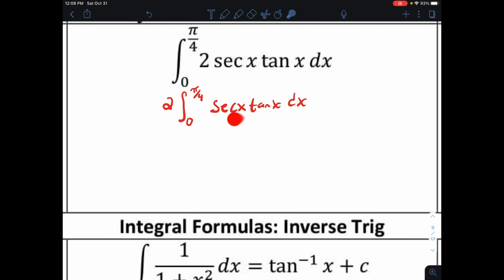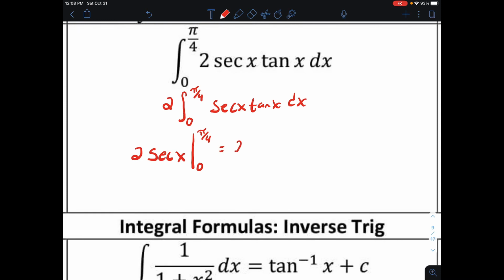So looking at what I have on the inside, I'm trying to think whose function has the derivative of what function makes secant x times tangent x. And that is actually the derivative of secant itself. So I'm going to have 2 times secant of x. And because it's a definite integral, we've got to plug in. So we're going to go from 0 to pi over 4.